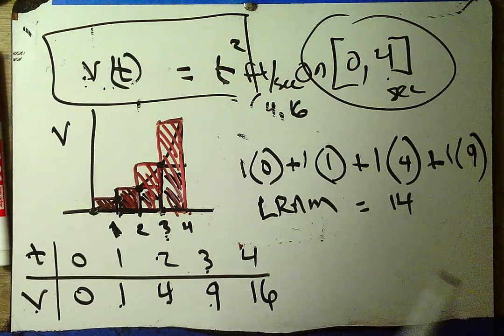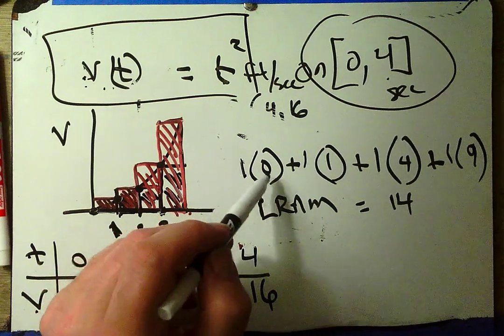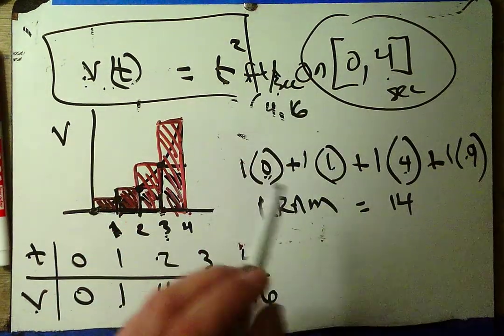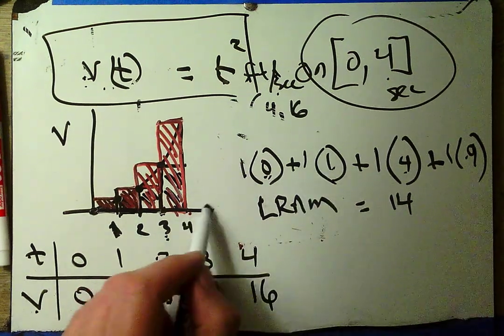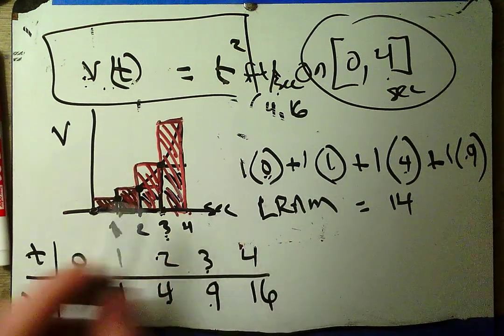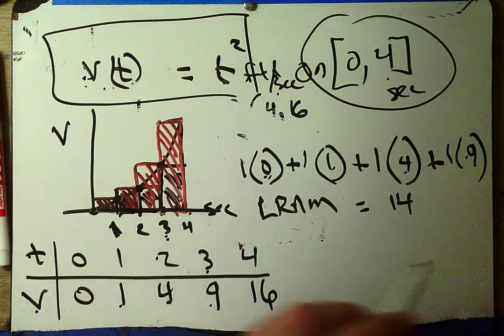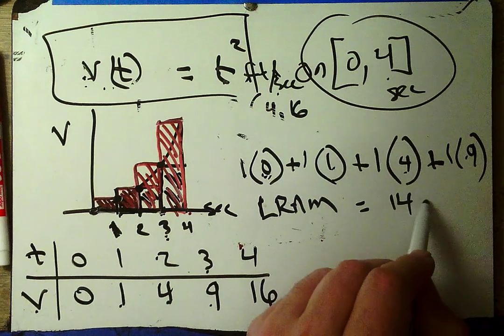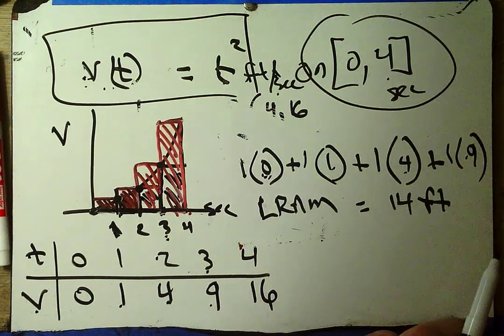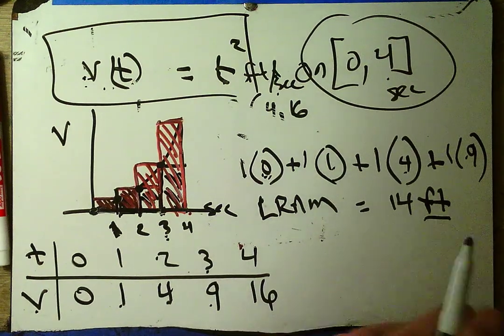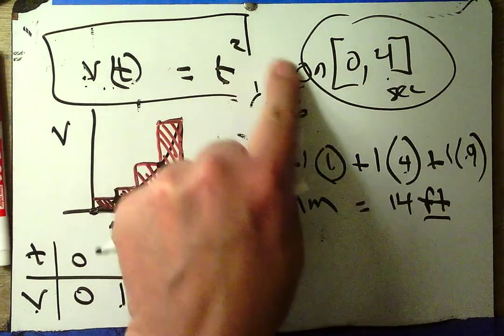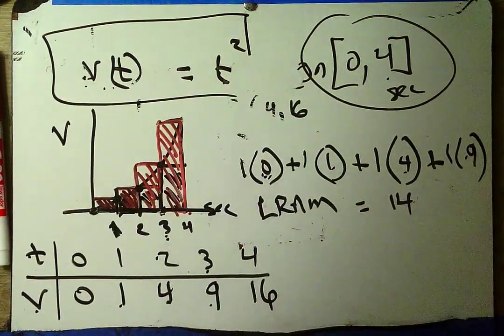And what are the units here? Well, if this is feet per second, because these are the velocity numbers, feet per second, these are seconds. Time goes in, velocity comes out. So I'm thinking about multiplying seconds times feet per second. The seconds cancel, and I'm left with 14 feet. If units are presented in a problem, I should put units on my answer. If units aren't presented in my problem, don't worry about units.